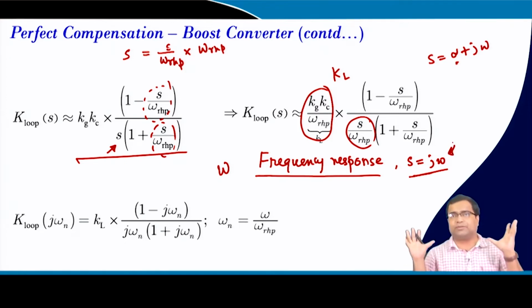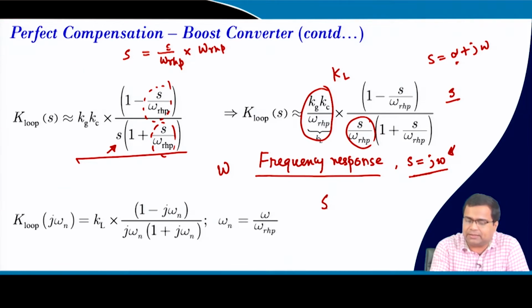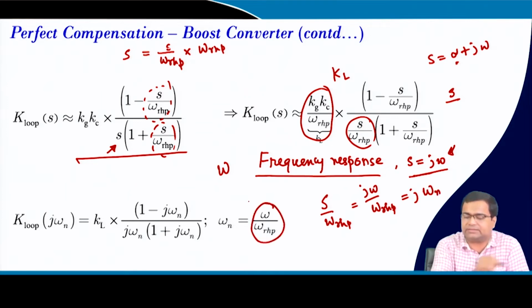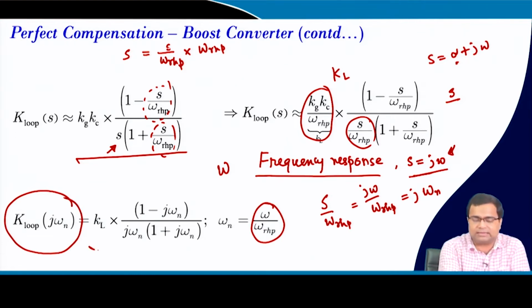So, we are sweeping this frequency, right. In this frequency response, if we write s equal to j omega, then s by omega RHP will be j omega by omega RHP, and this we are writing as omega n, where omega n is nothing but this. So, that means we are writing K loop of j omega n is this.